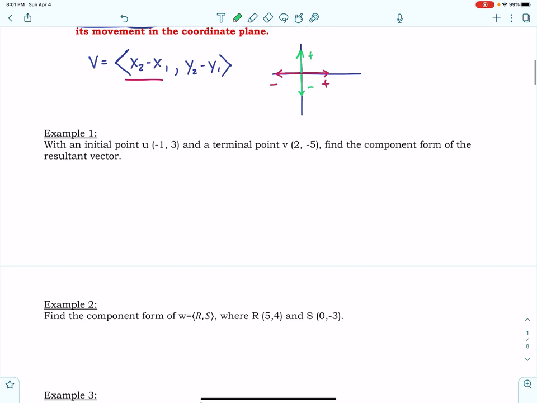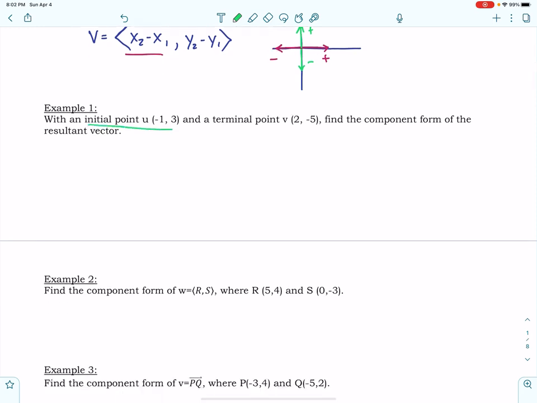We have an initial point of u, (-1, 3), and a terminal point of v, (2, -5). Find the component form of the resultant vector. All right, so if I want the component form, and notice this is letter u and letter v, so we indicate that this is a vector just like that. And so if I want the component form, okay, this one right here, that's my initial point. So that's x1, y1 here, and this is x2, y2.